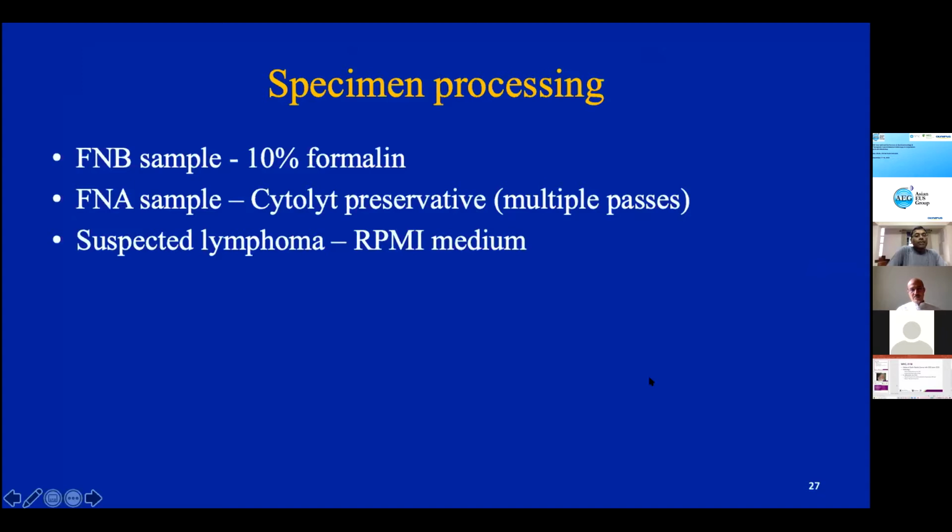Once more, basics: for an FNB sample, always use formalin. If you use FNA, formalin may not be the best option. You have to use CytoLyt, and please perform multiple passes so that you can perform your core sample on it.